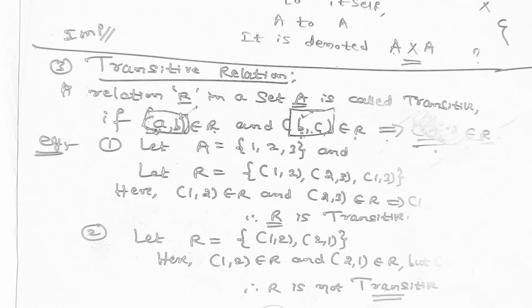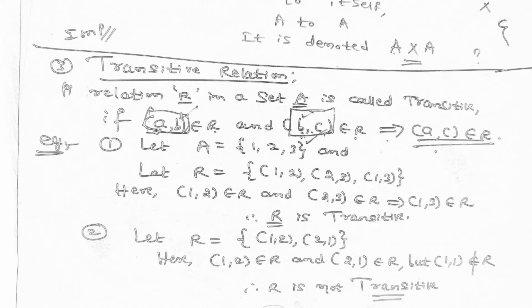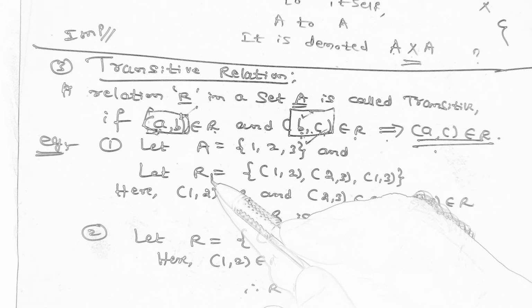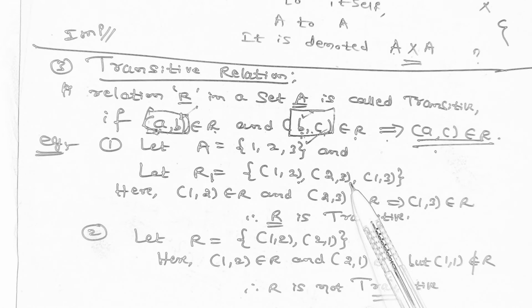For example, as in our previous examples, let us consider 1 comma 2 comma 3. Then I have taken one relation here. Let me write R1 here: 1 2, 2 3, 1 3.